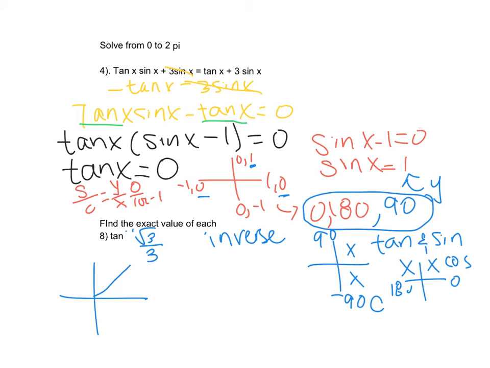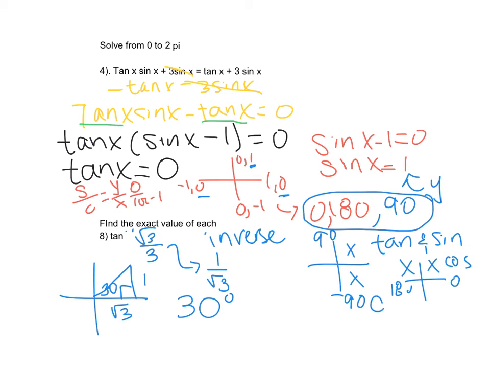Tangent is opposite over adjacent, but I can't think of a triangle that has radical 3 and a 3 in it. But I do know that if that is simplified, it's actually 1 over radical 3, because when I simplify that, it would give me radical 3 over 3. So 1 over radical 3 is opposite over adjacent, and I think about my triangles, and which triangle has 1 across from it, and that would be 30. So my answer is 30 degrees, and I'm only going to have one answer. I'm not going to worry about where tan is positive, because it's an inverse, and we only want the one-to-one functions.